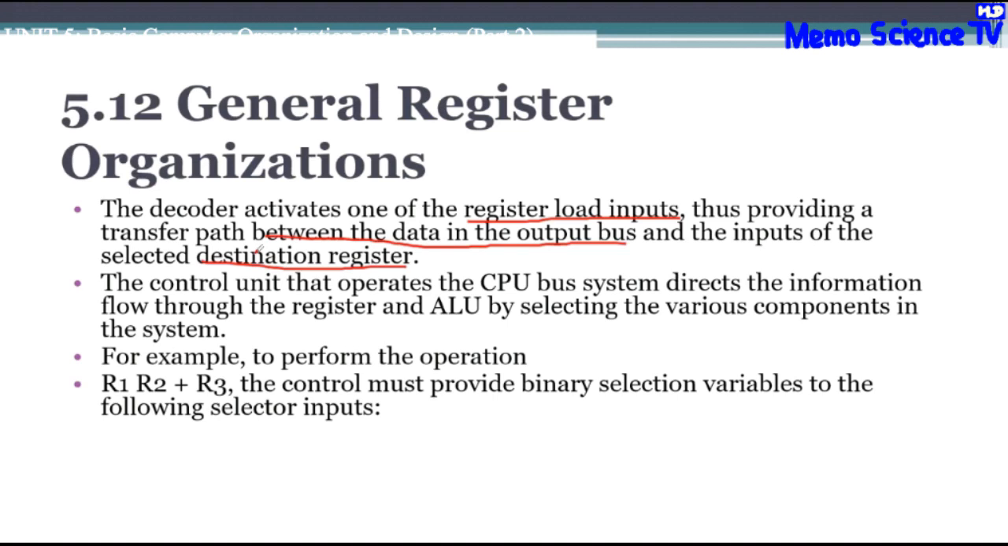The control unit that operates the CPU bus system directs the information flow through the register and arithmetic logical unit by selecting the various components in the system.